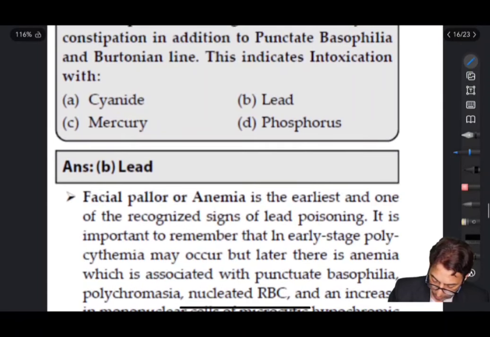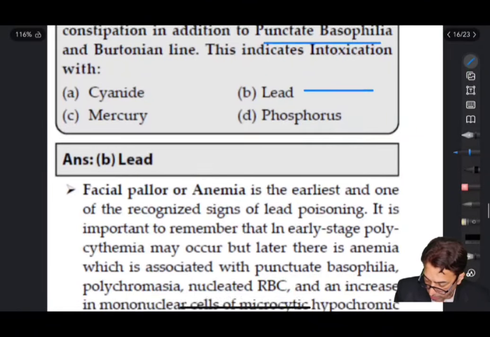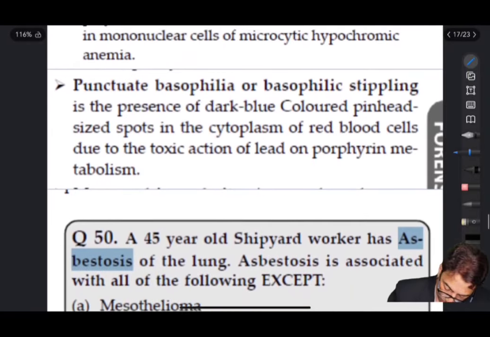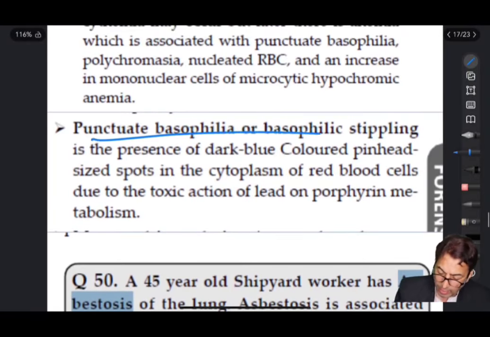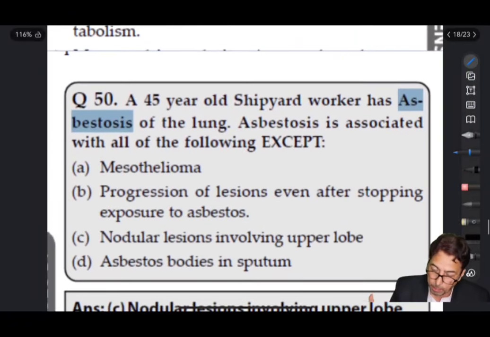Now, again, repeat, punctate basophilia. And this is lead poisoning. And then I have just underlined this thing. This is a high feature that all the things which are very, very important have to be underlined, emphasized upon, and stressed upon. Why? This thing. So there's a separate paragraph.